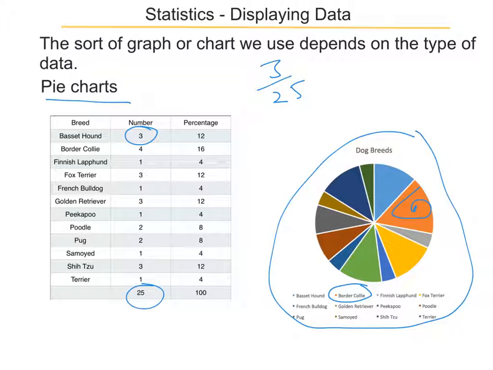Now we need to convert that into a fraction of degrees. So I just multiply by 360 and I'll find out how many degrees I need to use to draw the Basset Hound on the pie chart. And this is equal to 43 degrees. So when I draw the Basset Hound, I need to use an angle of 43 degrees.